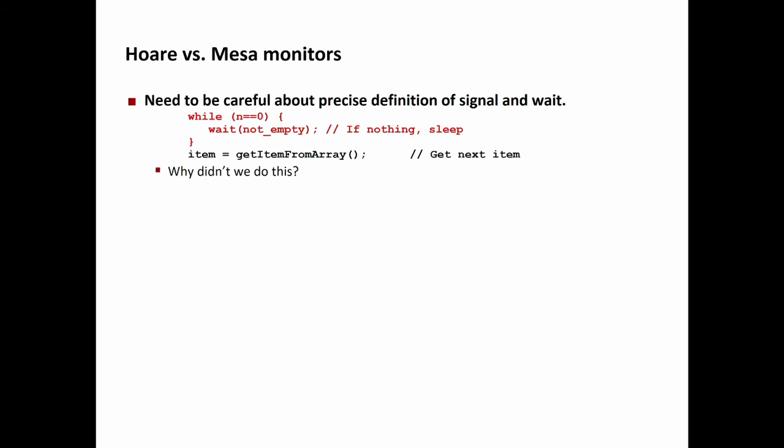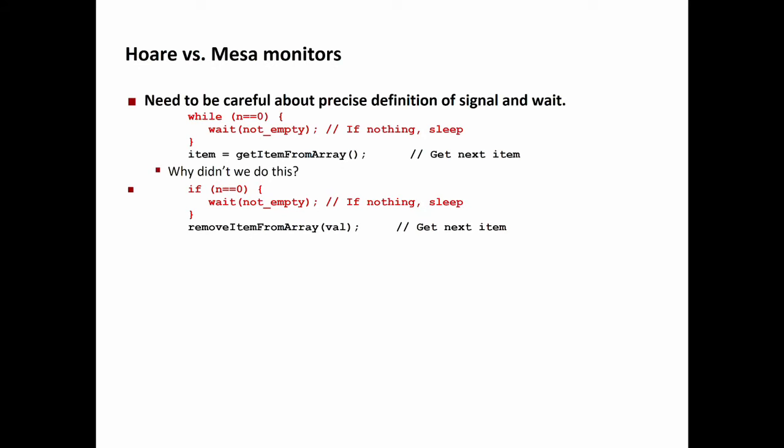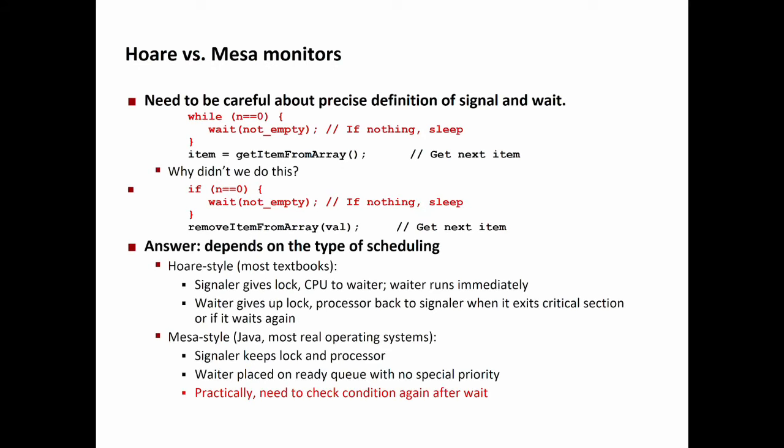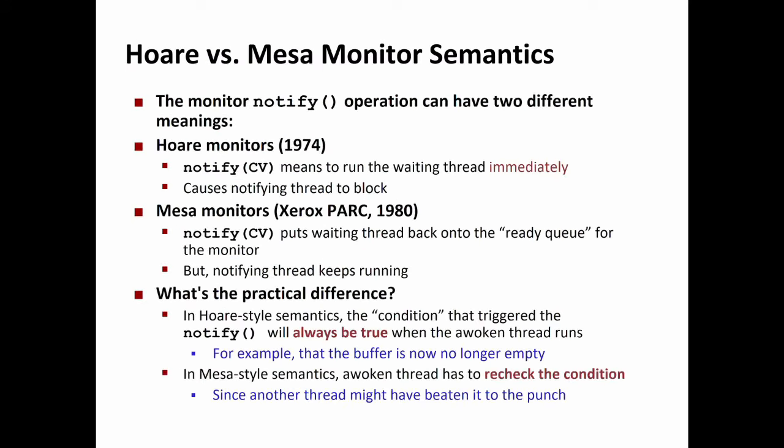Now why is this important? It's because when you're writing the code, you have to make sure in here. So let me just go back to here. Yes, okay. So in the OR style semantics, the condition that triggered the notify will always be true when the awoken thread runs, okay. For example, if you wake the thread because we had put something into the buffer, it's for sure that the buffer is no longer empty.